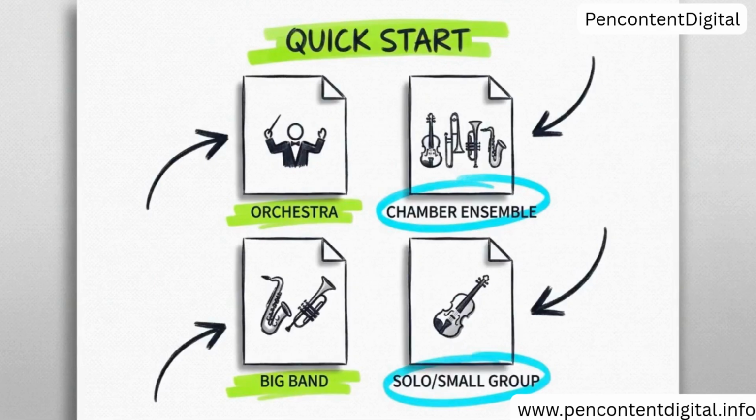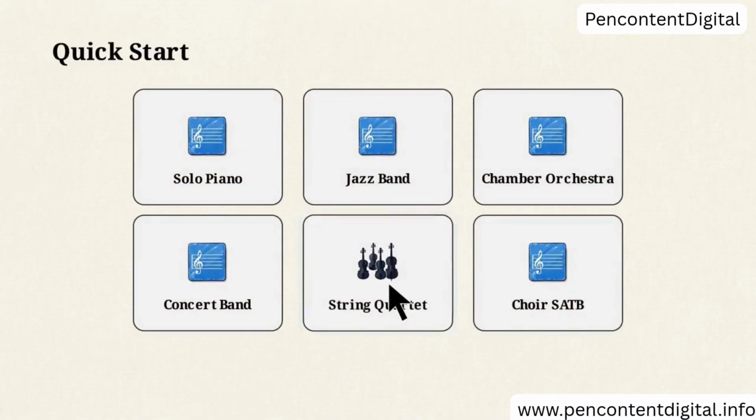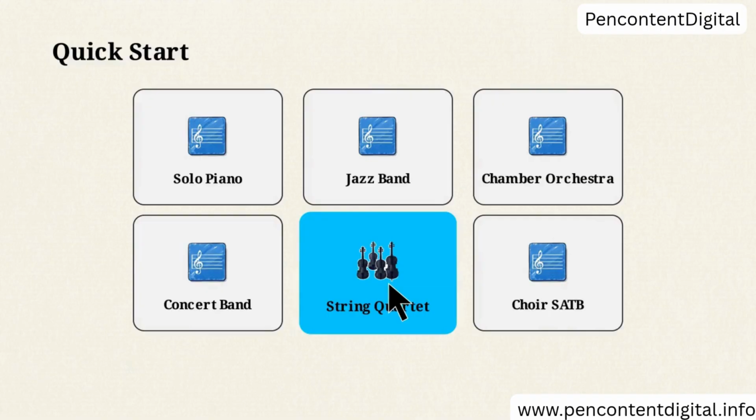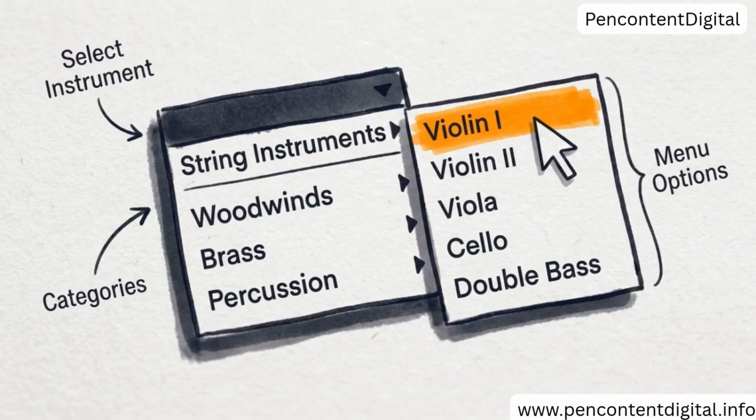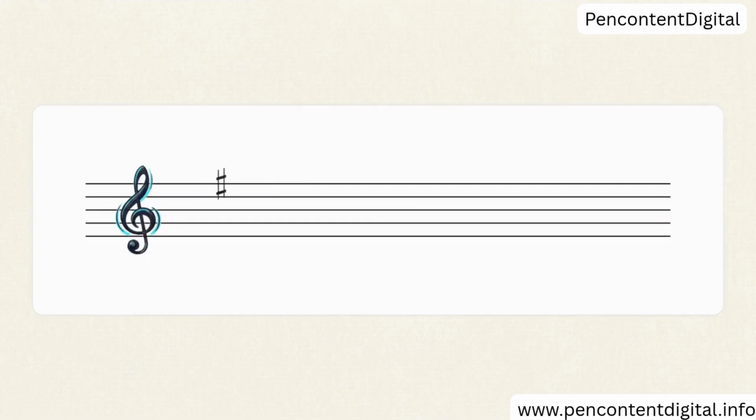Step 1 is defining our structure. When you open the software, you are greeted by the Quick Start menu. This is where you choose the blank template that best matches your ensemble. Once you pick a template, you will select the exact instruments you want to compose for, and then establish the overarching key and time signatures for the piece.